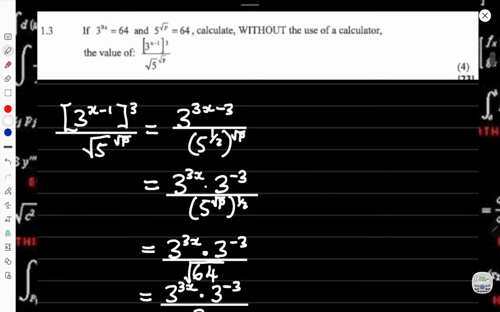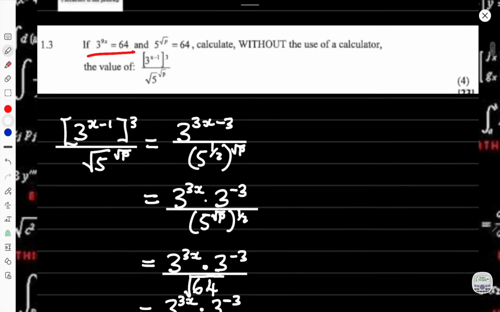Let's go and work with this one here. Let me write it just here: 3 to the power 9x equals 64. This is the same as 3 to the power, taking out 3 like this, equals 64.